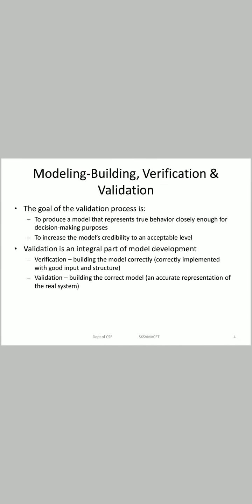Next, we discuss model building, verification, and validation. Verification and validation are two important steps in the simulation study, the 12 steps we saw in module 1. The goal of the validation process is to produce a model that represents the true behavior closely enough for decision making purposes, to increase the model's credibility to an acceptable level. Validation is an integral part of model development. Verification is building the model correctly, implemented with good input and structure. Validation is building the correct model, an accurate representation of the real system.